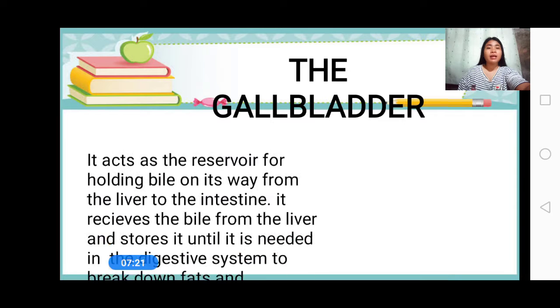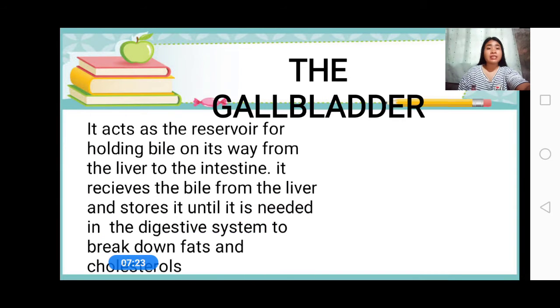Okay, and then we have the gallbladder. The gallbladder acts as a reservoir for holding bile on its way from the liver to the intestine. It receives the bile from the liver and stores it until it is needed in the digestive system to break down fats and cholesterol. Do you understand me?